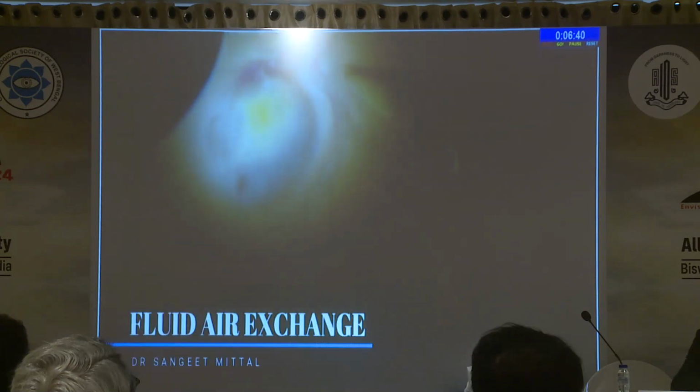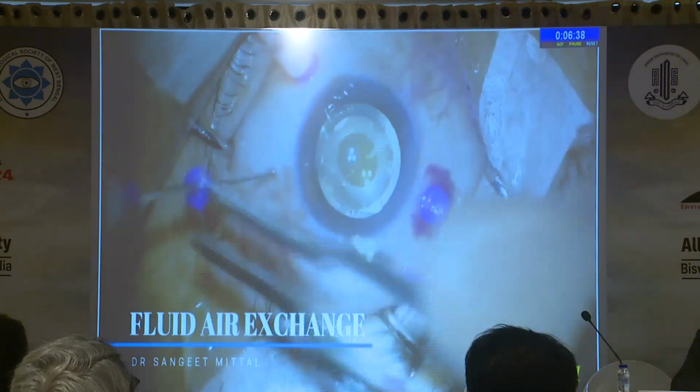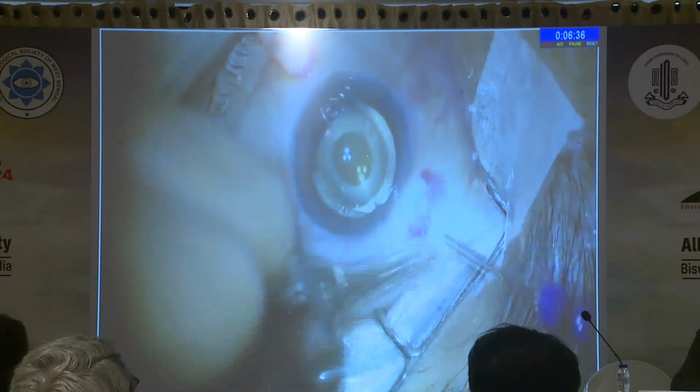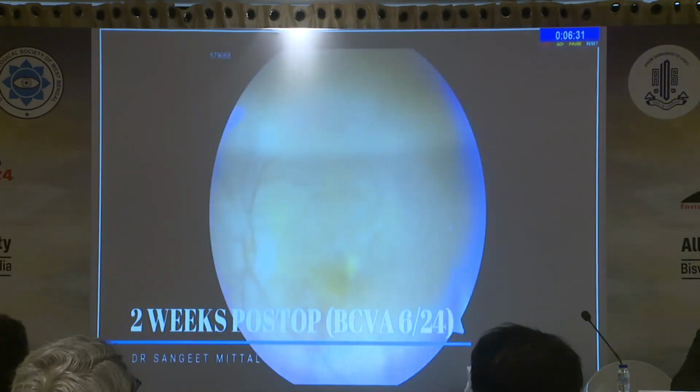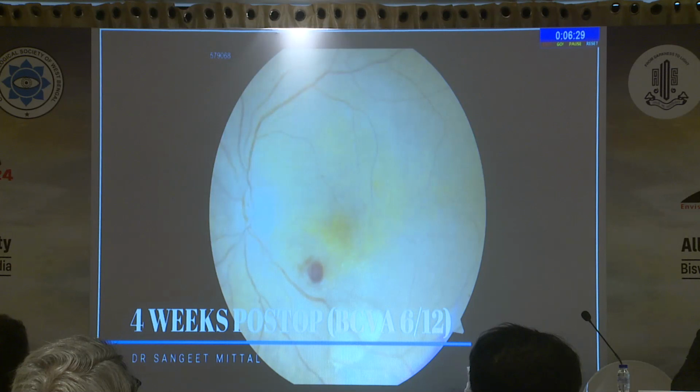Fluid air exchange is done so that air replaces about 60% of the fluid in the vitreous cavity. Air is then exchanged with SF6 gas. The visual acuity improved to 6 by 12 at 4 weeks post-op.